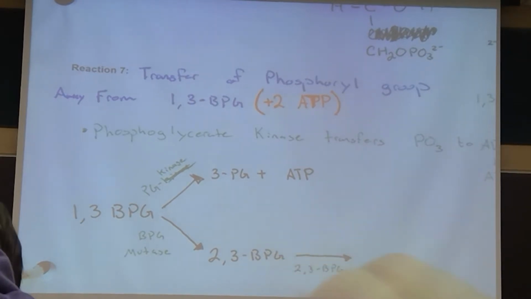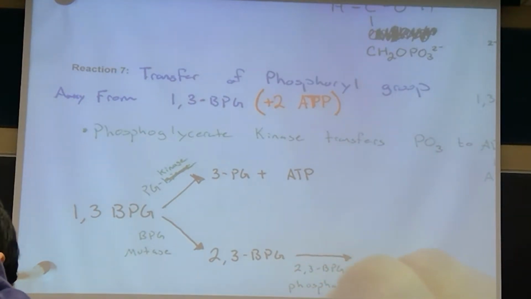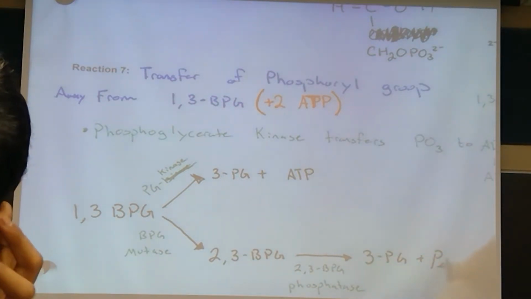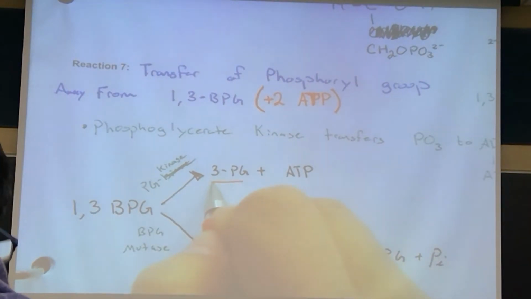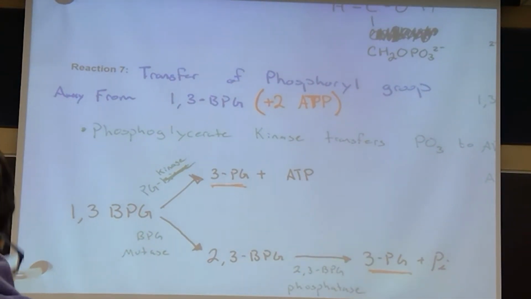At this point, 2,3-BPG phosphatase comes in and completes the reaction to 3-phosphoglycerate plus inorganic phosphate. So regardless of the pathway, we are led to the same product, 3-phosphoglycerate. It can continue on. 3-phosphoglycerate is going to be the next step of our reaction. However, there's a difference. The main difference being one produces ATP, the other doesn't produce ATP, right?